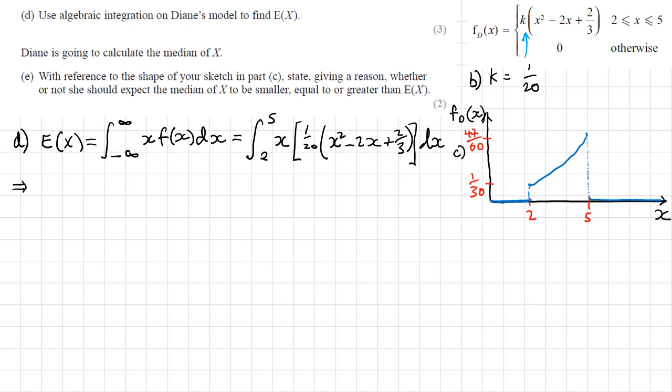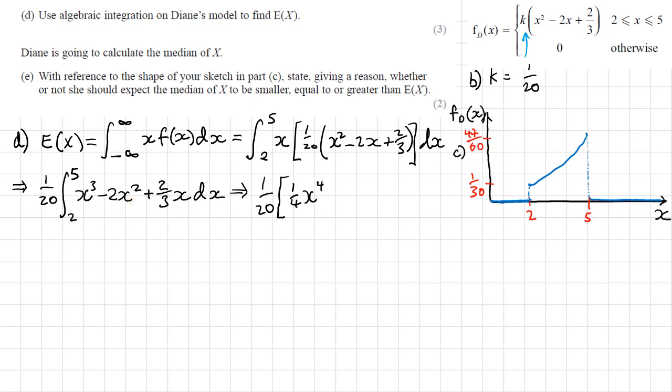So what I'll do here is take the constant 1 over 20 over to the other side of the integration sign, and then I'll multiply these brackets here. So I'll have x cubed minus 2x squared plus 2/3 x dx. So now we'll integrate that. So let's put the 1 over 20 first. And so the x cubed will become 1/4 x to the power 4.